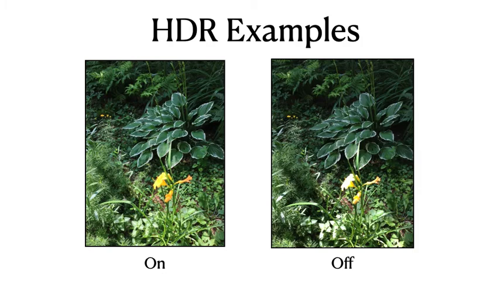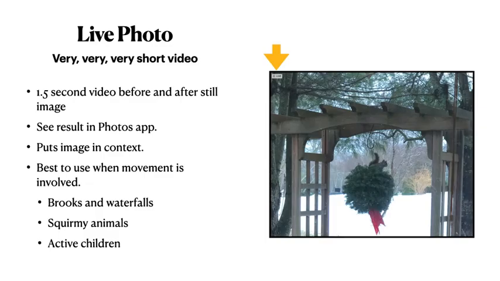Let's move on to live photo. Now this is really a pretty cool feature also. Live photo means it's a very, very short video. What happens is a 1.5-second video is taken before and after the still image. So when you go to the Photos app and select that picture, you will see a little movement. If you're looking at that squirrel picture, if I could show you the live aspect of it, his tail would twitch.